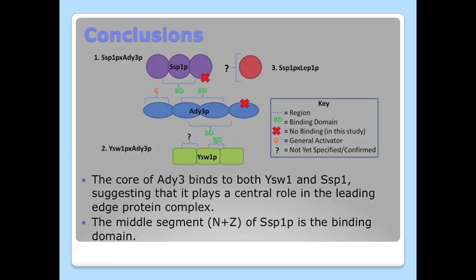To summarize this, the core length of ADY3 is sufficient to bind both YSW1 and SSP1, suggesting that ADY3 plays a central role in the leading edge complex and forms the middle of the complex in relation to the other two proteins. The middle segment of SSP1 is most likely the binding domain. Finally, YSW1 most likely contains two binding domains that interact with ADY3. These findings suggest that ADY3 is most likely to be the best target for halting membrane formation.